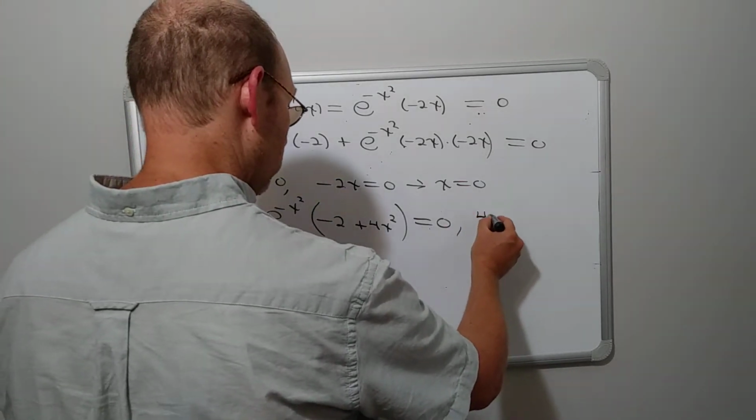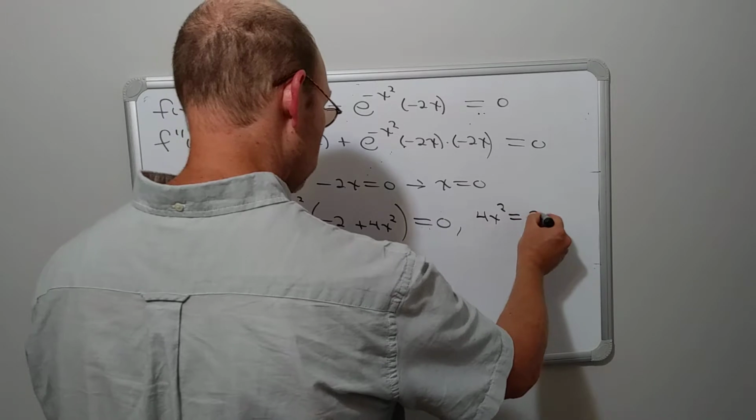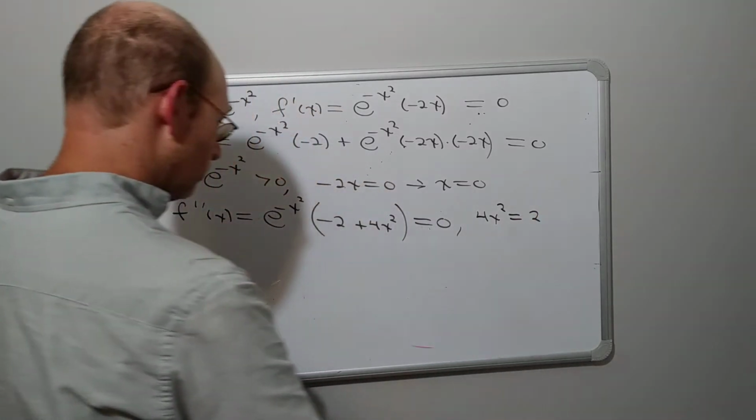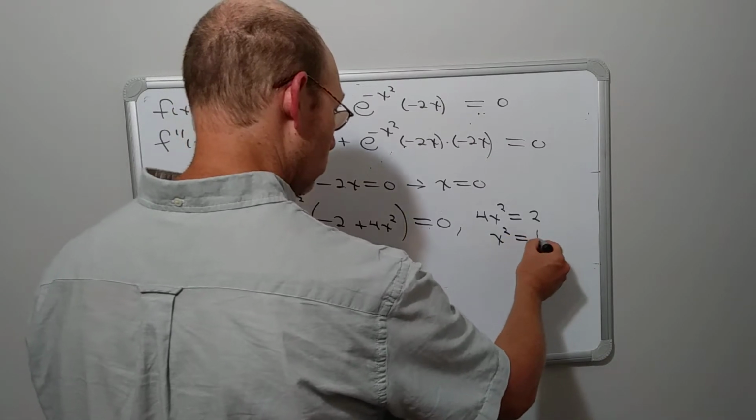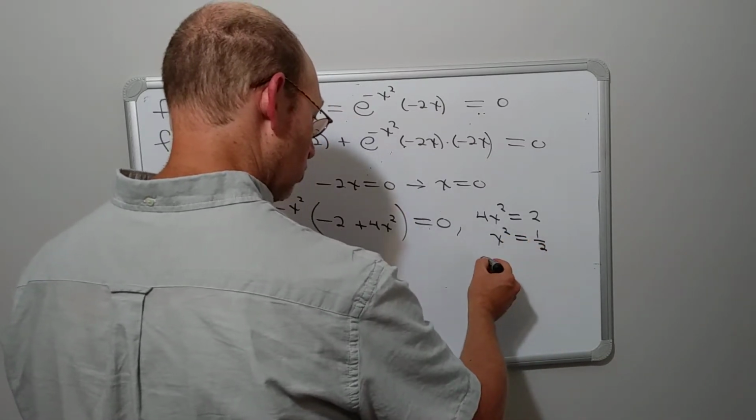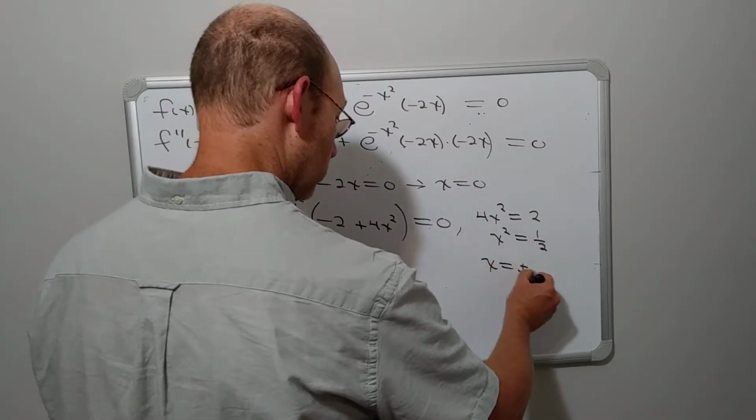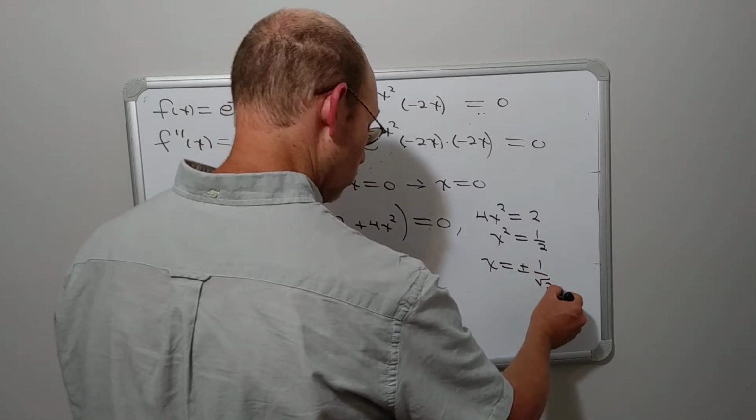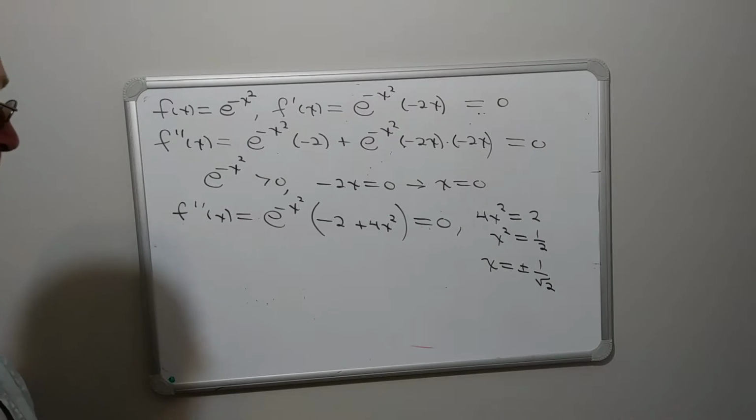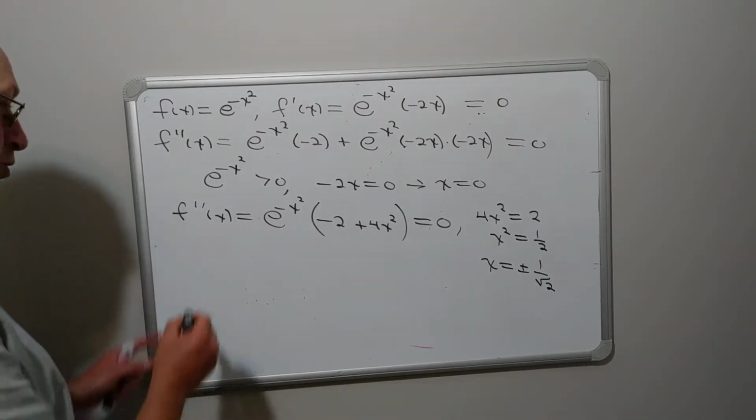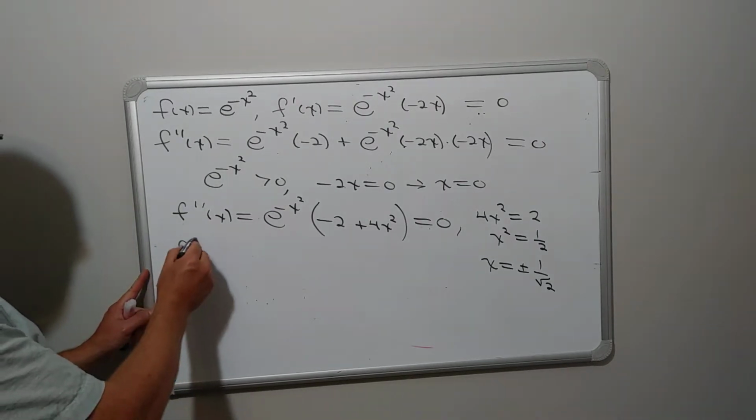So 4x squared is equal to 2. Divide both sides by 4. x squared is equal to 1/2. So x is equal to plus or minus 1 over radical 2. Okay, so we have our number line for f prime.